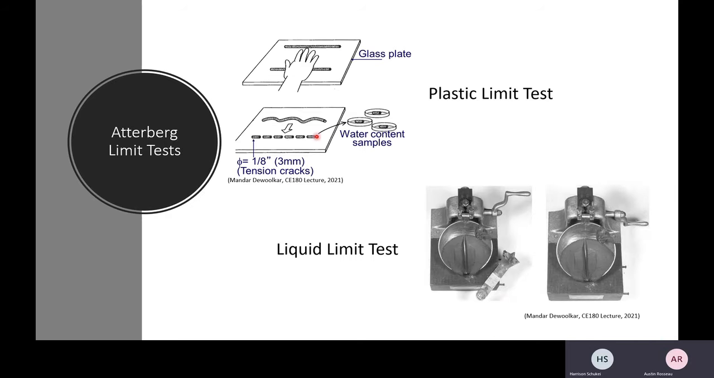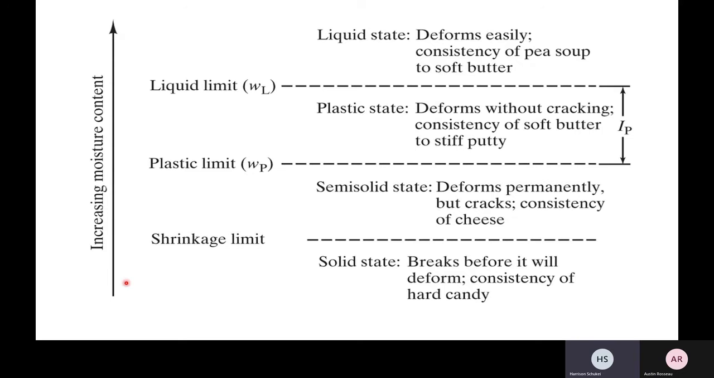In both tests, you'll take samples from the soils and put them into little cups. Then you dry those cups to determine the amount of moisture that was in the soil, and you can determine the various limits. As the soil's moisture content increases, its properties change. The first limit that's going to be hit as you increase the moisture content is the shrinkage limit. At this point the soil stops behaving like a solid and starts to behave like a semi-solid.